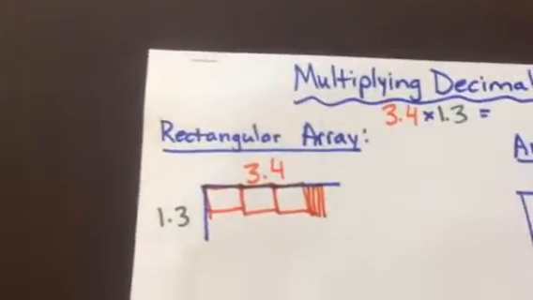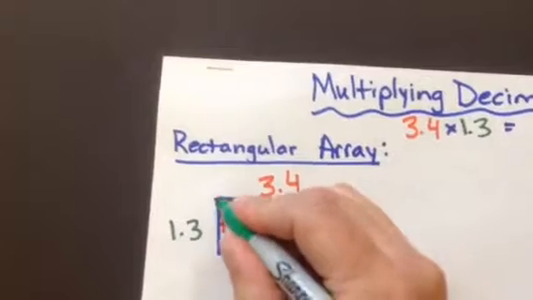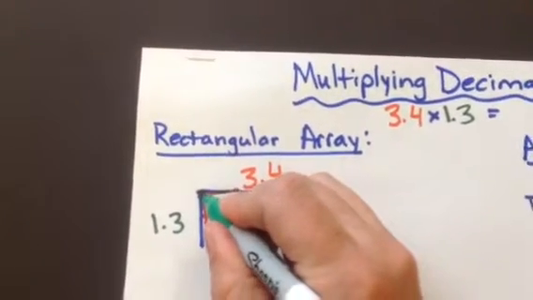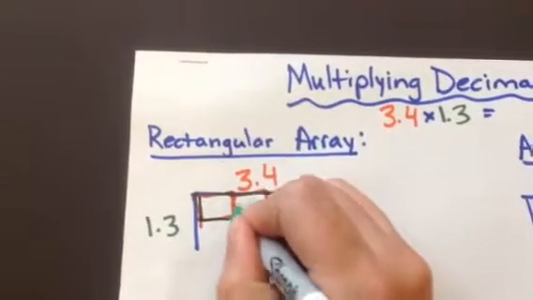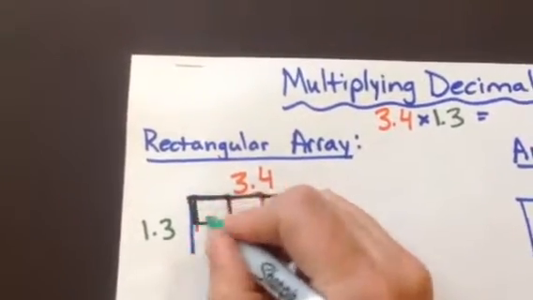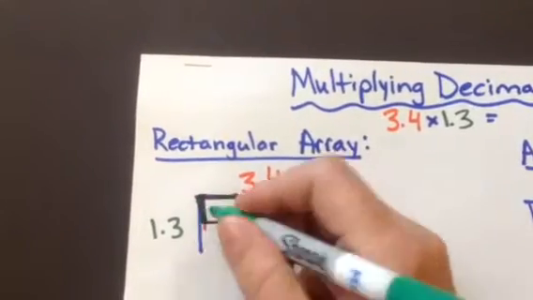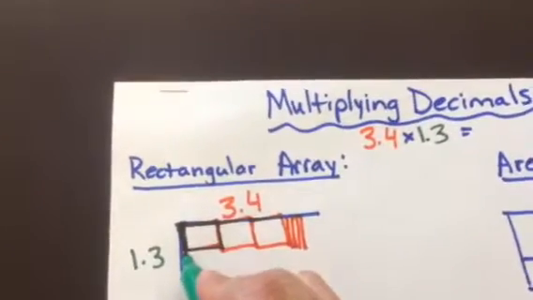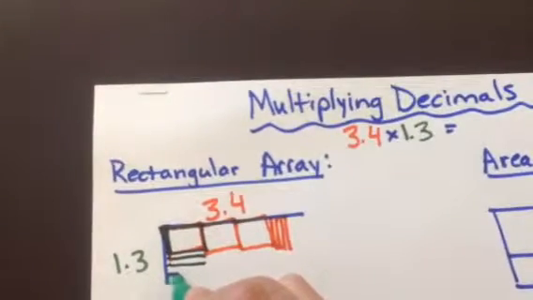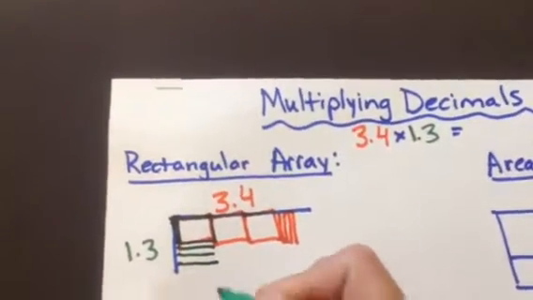I'm going to change colors to make it easier to see that this side of my rectangle needs to be 1 and 3/10 long. So I have one whole right here. I'm going to go over the one I already have. This length is 1 whole, and then it's going to have 1/10, 2/10, 3/10 this way.